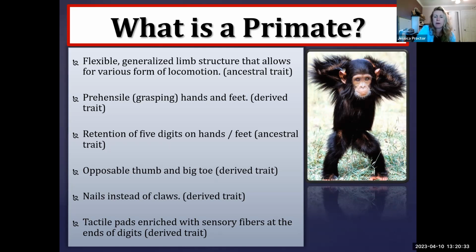The vast majority of primates are going to have nails instead of claws on all of their digits. So that's a derived trait. The only exception is going to be some of the lower order strepsirrhines. Some of them have a combination of nails and claws, but all the higher order primates will have nails instead of claws on all of their digits, all of their fingertips and toe tips. They will have tactile pads that are enriched with sensory fibers at the ends of those digits, and that's a derived trait.